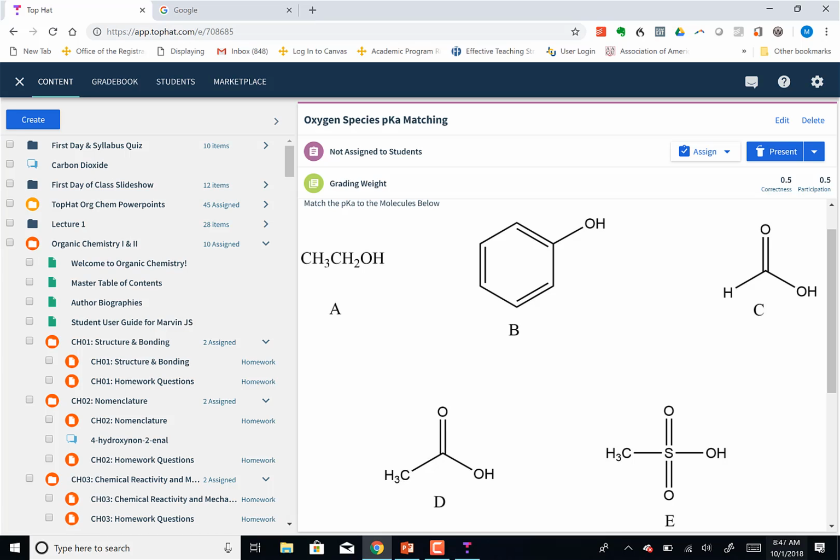How about C and D? There's a methyl group here, and there's a hydrogen there. So if I'm thinking about my O minuses, which one do you think is going to be more stable as its conjugate base? The H with the O minus or the CH3 with the O minus?